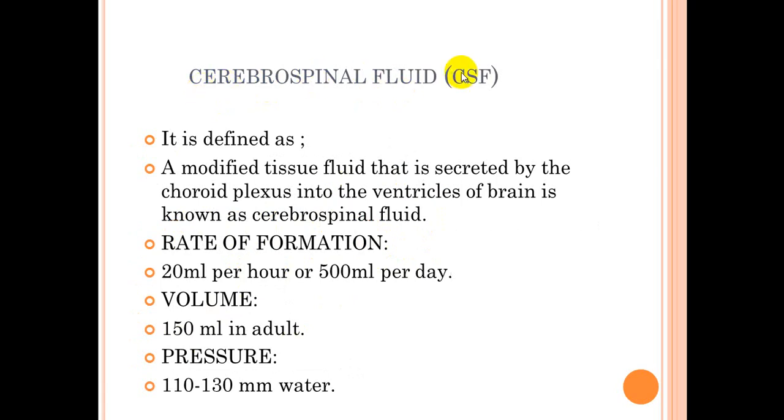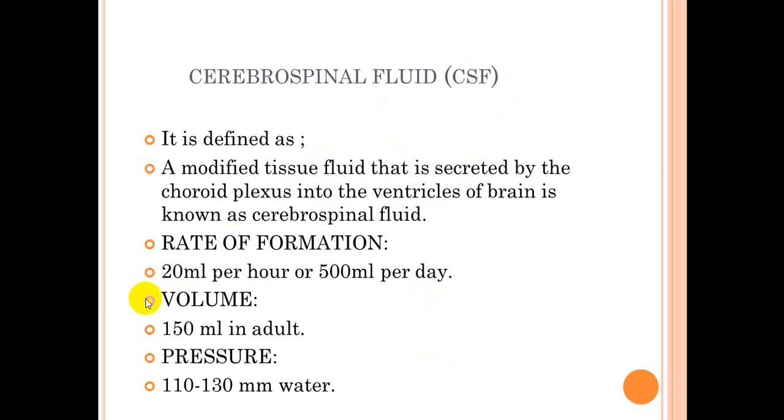Next, cerebrospinal fluid. Cerebrospinal fluid is a modified tissue fluid that is secreted by choroid plexus into the ventricles of the brain, known as cerebrospinal fluid. ब्रेन में ventricles होते हैं, two lateral ventricles which are connected with the third ventricle, and the third ventricle is connected with the fourth ventricle, and fourth ventricle is connected below with the spinal cord. So in these ventricles, in these spaces में एक fluid होता है that is known as cerebrospinal fluid.